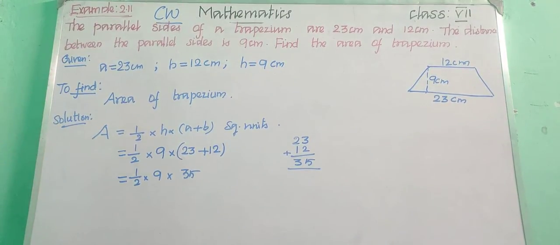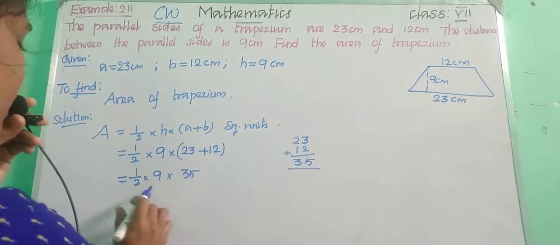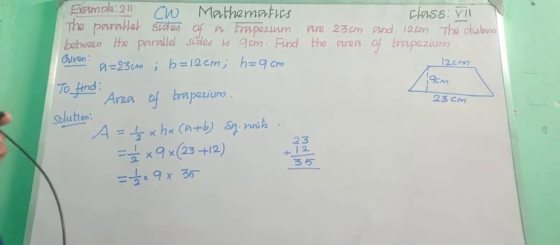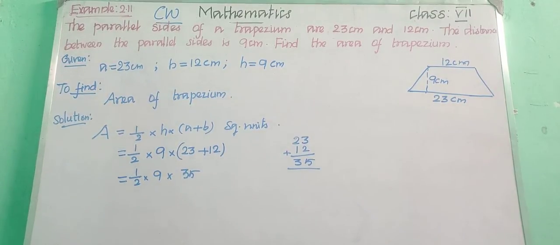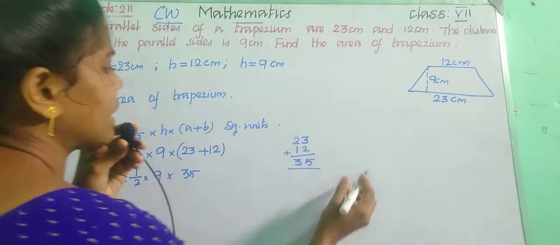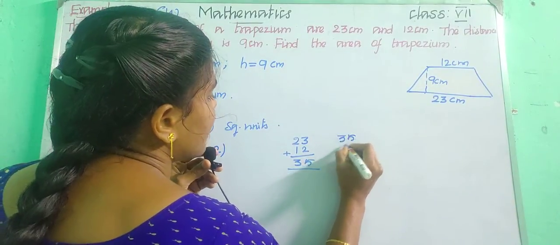Okay children, now we need to solve. We need to find the area. Let us check whether we can simplify it. Can we simplify it? No, right? Here it is 2, here 9, here 35. So that we can't cut. So let us multiply 35 into 9.